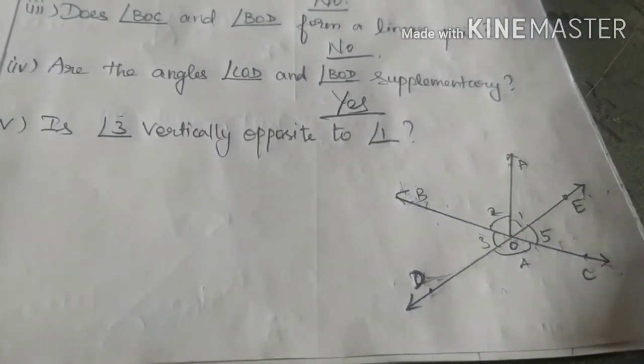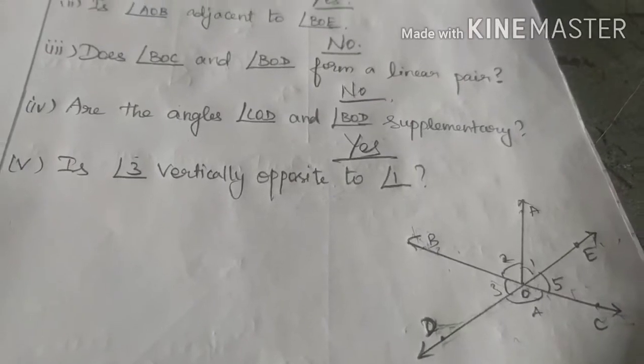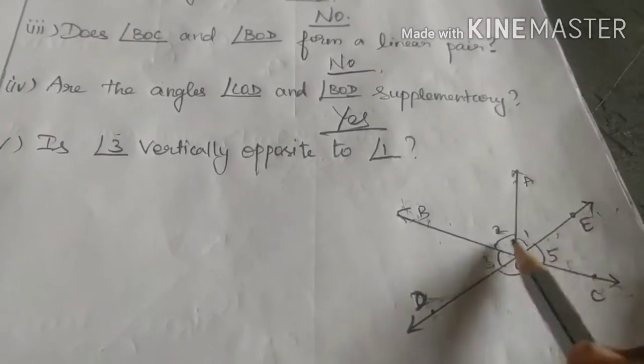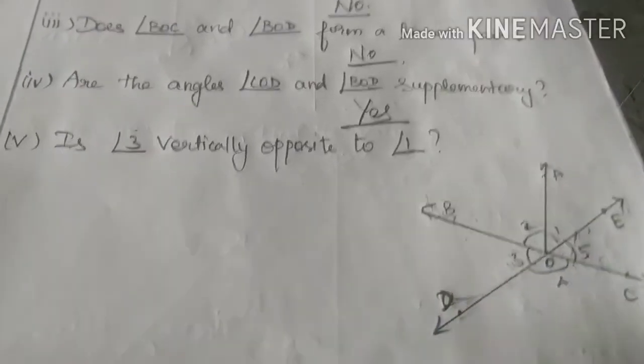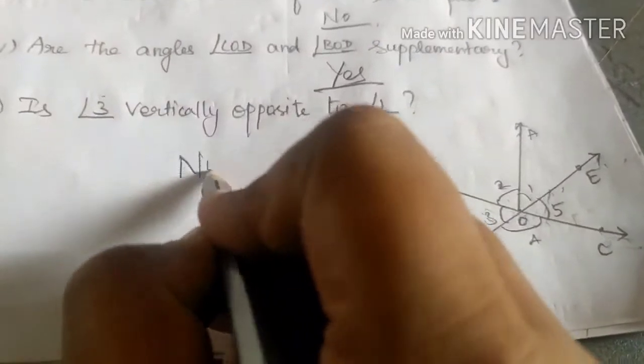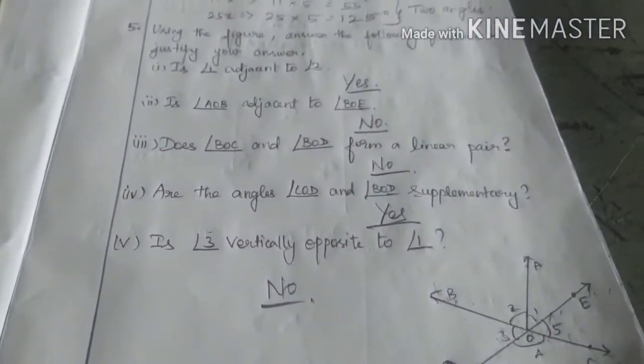Next, is angle 3 vertically opposite to angle 1? Angle 3 vertically opposite, they are saying. Vertically opposite, no. They are adjacent angles. So it is no. Have you understood, children, up to this? This is your 5th question. Move on to the 6th one.